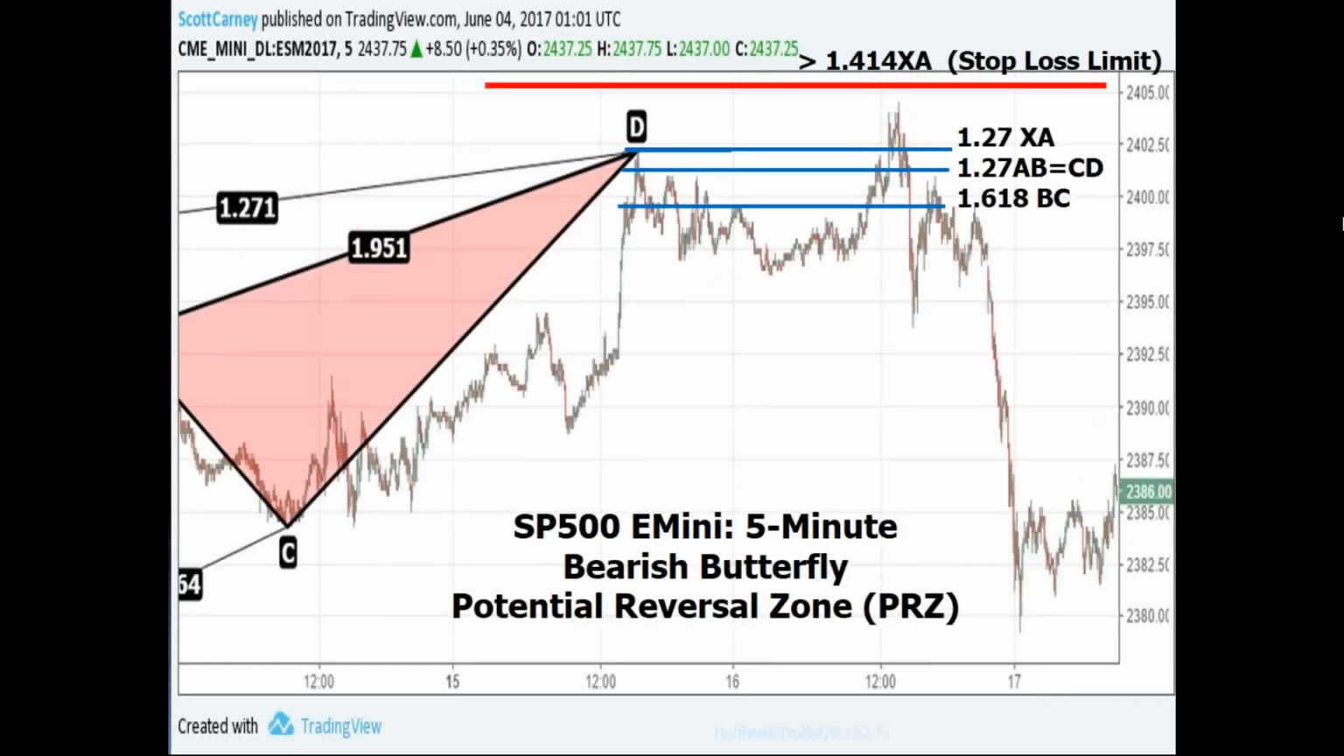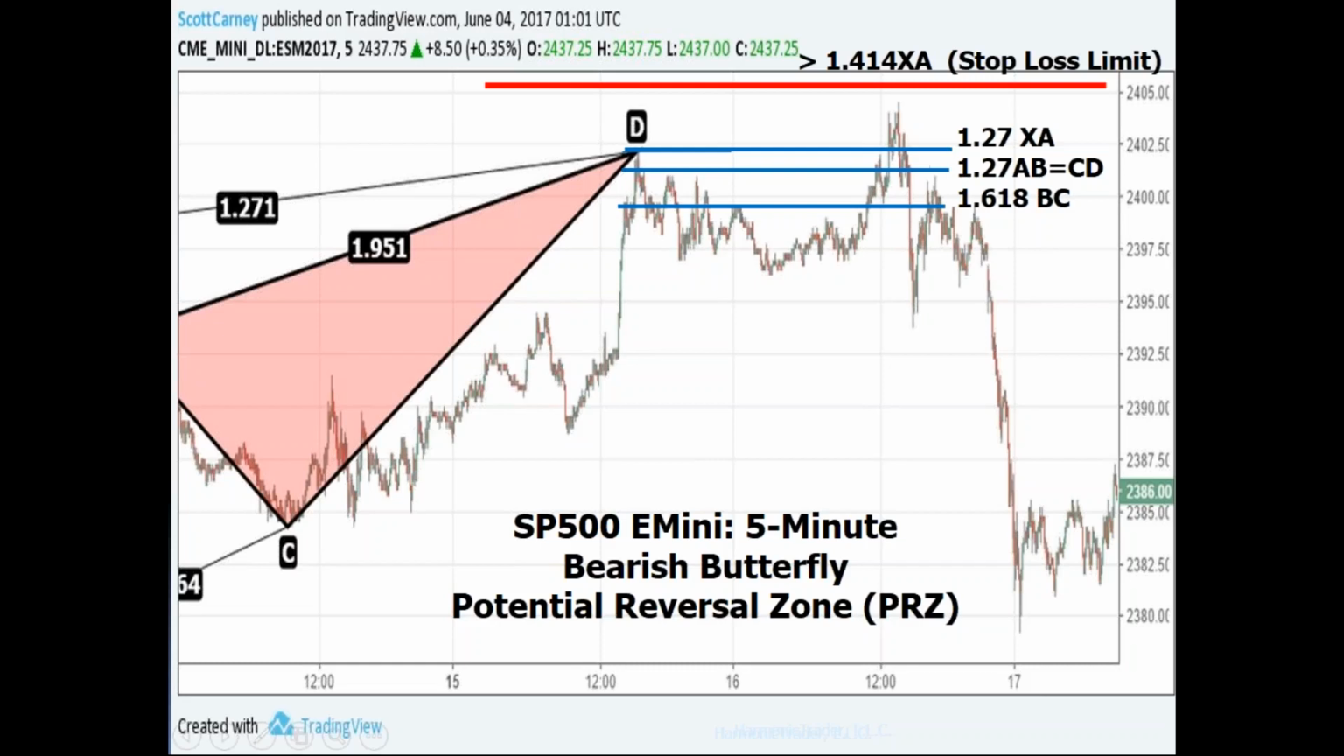Now here is a great chart of the price action in the potential reversal zone. The 1.27 at 2402.50, call it 2402, clearly defines the top range of the harmonic resistance. And look, we had clear consolidation. Here's an initial reaction. And then we had a retest. But the fact that the price was unable to bust through that D point and then rolled over dramatically thereafter was a clear sign of character change in the trend.